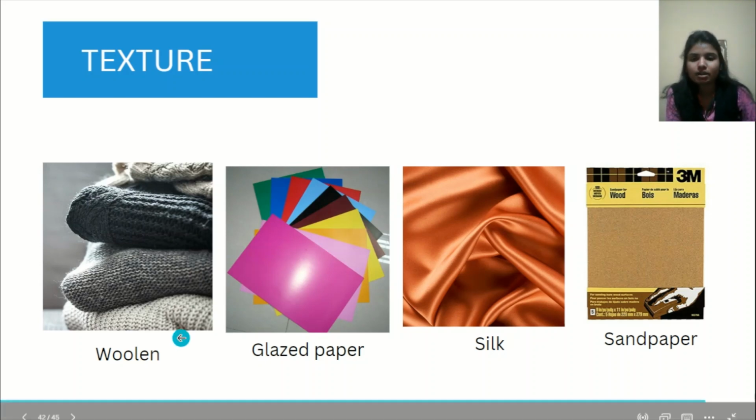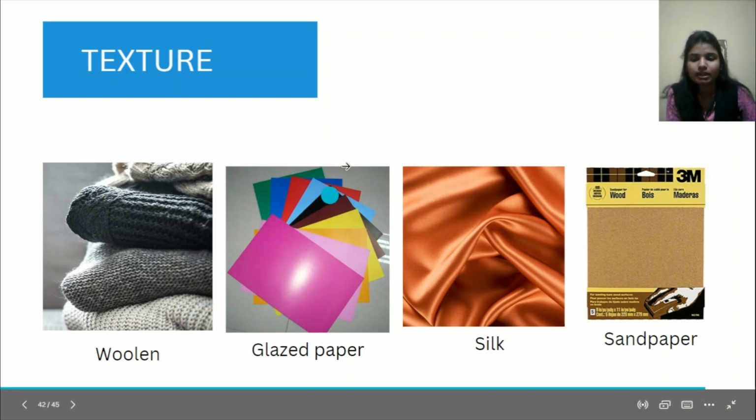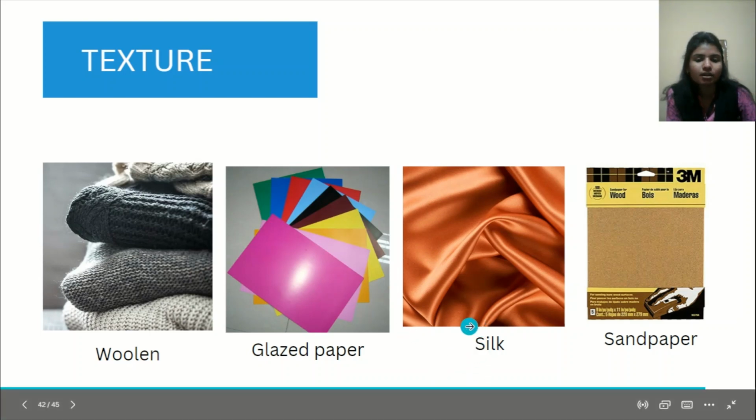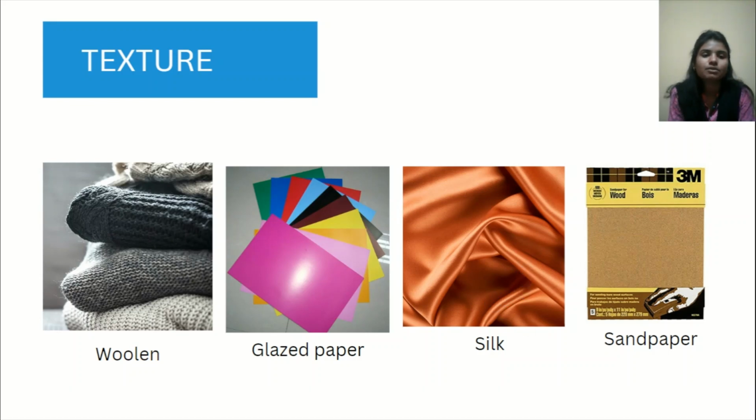Glazed papers are the craft paper that we use in art integrated activity work. So these are smooth in their texture and we can identify them by touching. Then silk is also smooth in texture. We use sandpaper for scraping the furniture and the wall. So this sandpaper also has a rough texture.